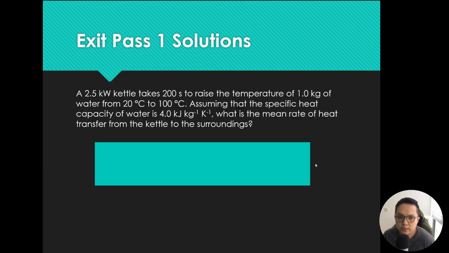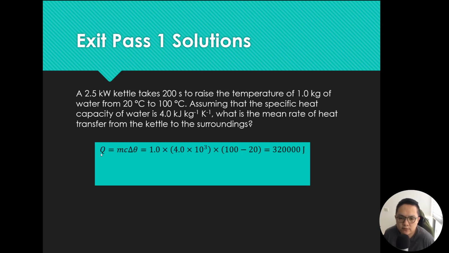The first question was: a 2.5 kilowatt kettle takes 200 seconds to raise the temperature of 1 kg of water from 20 to 100 degrees Celsius. Assuming that the specific heat capacity of water is 4.0 kilojoules per kg per Kelvin, what's the mean rate of heat transfer from the kettle to the surroundings? Alright, so let's do this.